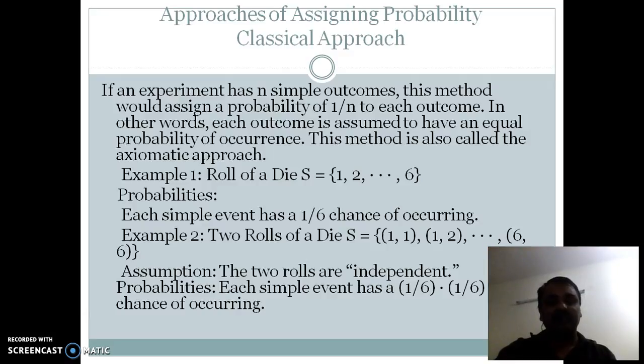Next, let's see an example of two rolls of a die. In this case, S = {(1,1), (1,2), and so on up to (1,6), then (2,1), (2,2), and so on up to (6,6)}. In this, each simple event has a probability of 1/36.